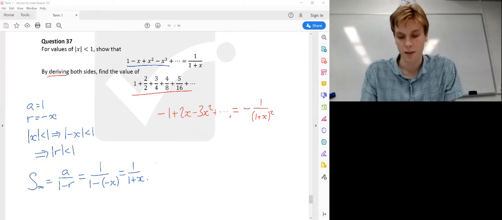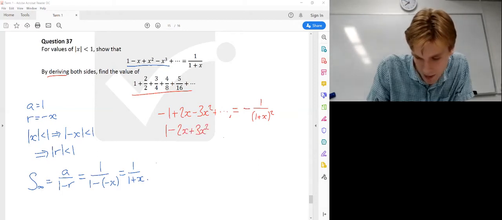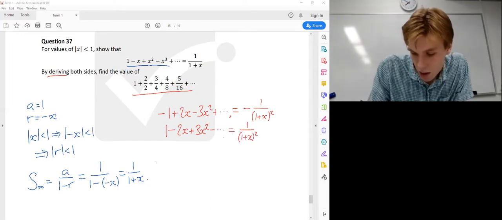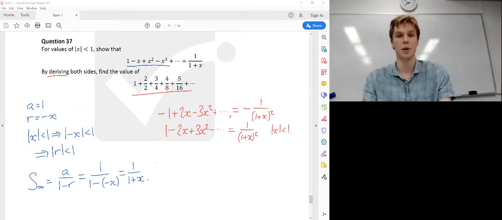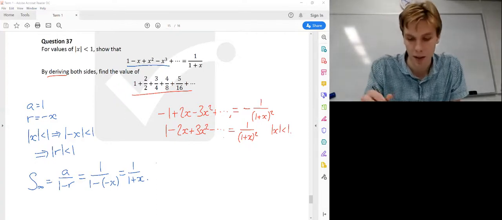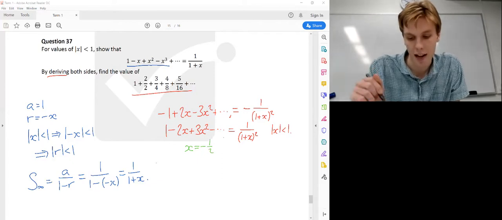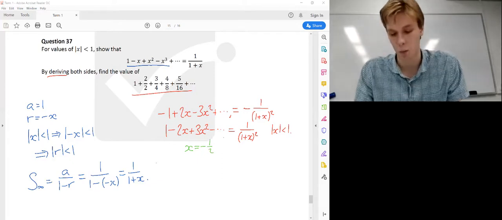Okay? Now we can take negatives out. So we get 1 minus 2x plus 3x squared minus etc. equals 1 over 1 plus x squared. And remember, this equation holds for all x where the absolute value of x is less than 1. So to get this equation we can sub in x equals minus a half. And notice that minus a half, the absolute value is less than 1, so it works.